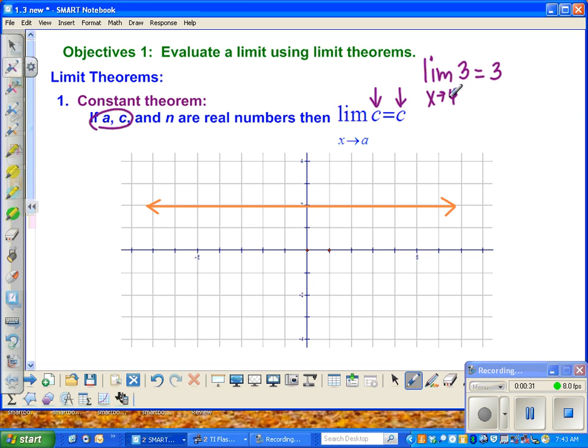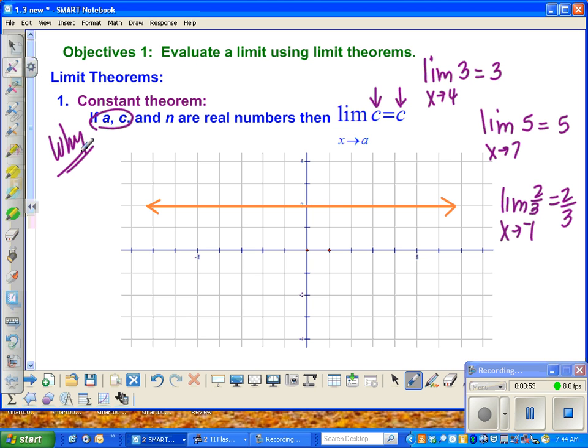Limit of C is equal to C. Limit of a number is that number. Limit of 5 as x approaches 7 would be, according to this theorem, 5. Limit of 2/3 as x approaches -1, according to this theorem, is 2/3. So I don't want you to just memorize something. I want you to understand why.